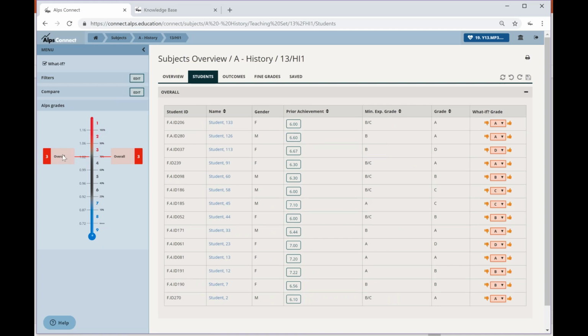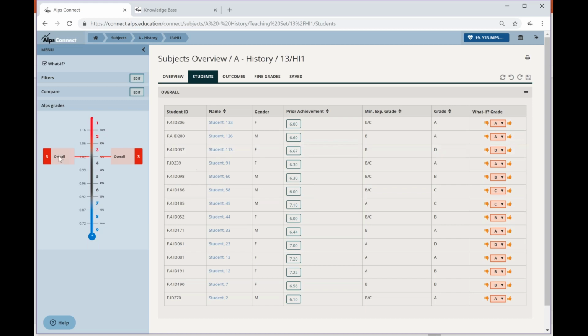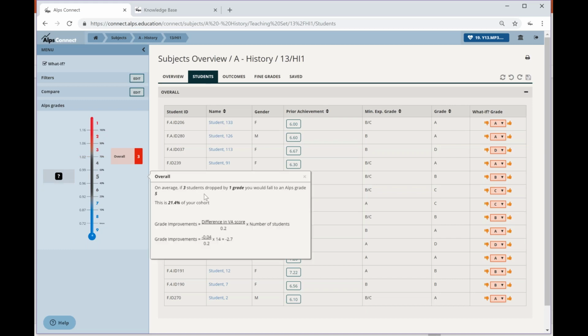So I can click on that 3 there and I can drag it, and I just drop it anywhere I want to, and it will tell me on average how many students I need to change the grade of to move to the next level. If you're worried, I'm being pessimistic here, but if you're worried, you think, well, how many do I need to drop by to start moving down the thermometer? So that's your sort of cushion, if you like, for the worst case scenario.